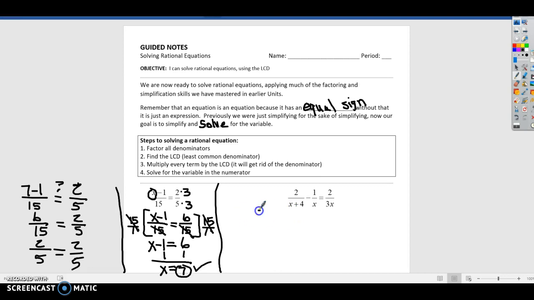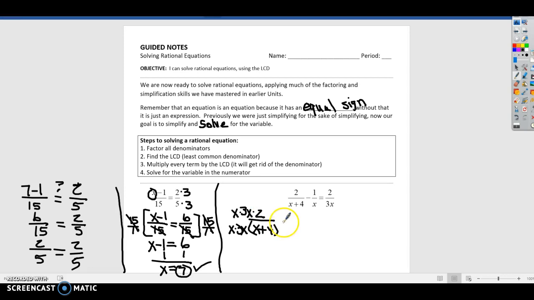I'm going to take and move it over just a little bit. So I'm going to have 2. I already have x plus 4. And I'm going to add an x. And I'm going to add a 3x. So if I add an x and a 3x, whatever I multiply on the bottom, I have to do the exact same thing on top.